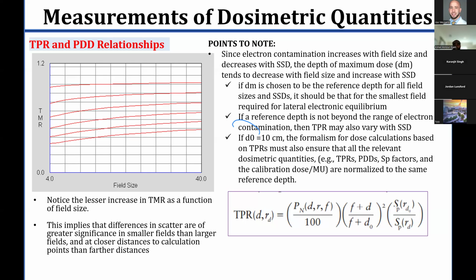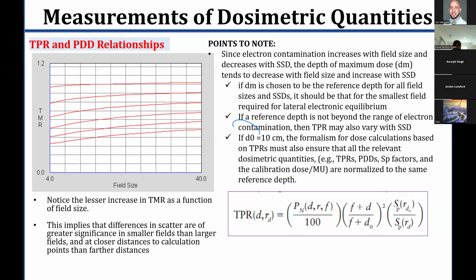Now, the depth at which the dose is maximum is influenced, one, by the field size, and two, by the SSD. An increase in field size correspondingly increases electron contamination, and Dmax tends to move closer to the surface. As the SSD increases, electron contamination decreases, which results in Dmax moving deeper into the tissue. That's just the point that I wanted to make.